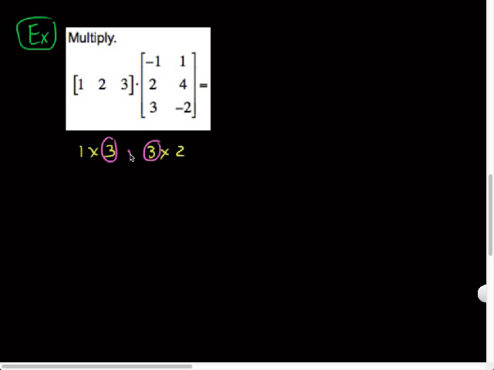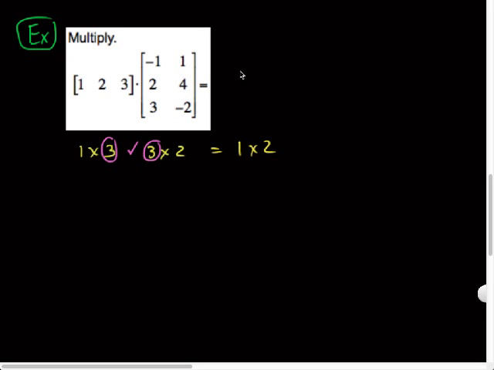Yep, the inner numbers match. So that means I can multiply this. And the size of my answer matrix is going to be what? 1 by 2. And that's really weird the first time you see that. It's like, how on earth is this going to happen, right? This is kind of crazy. Well, let's see what we get here.